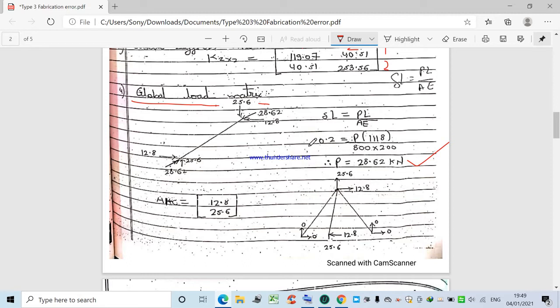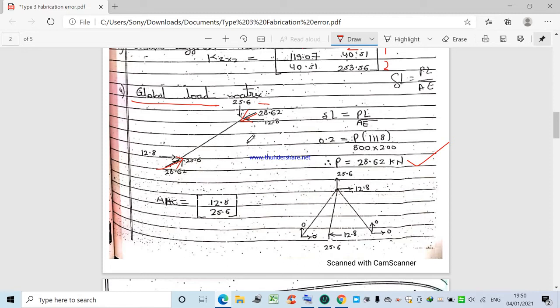This load will be applicable for the member BC only, because member BC is very long. So in order to rectify this, we have to apply the compressive force of 28.62, okay, 28.62 on the compression side.